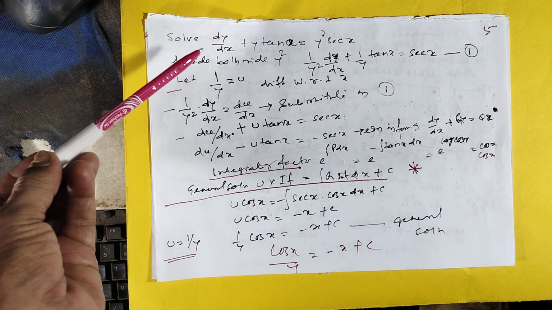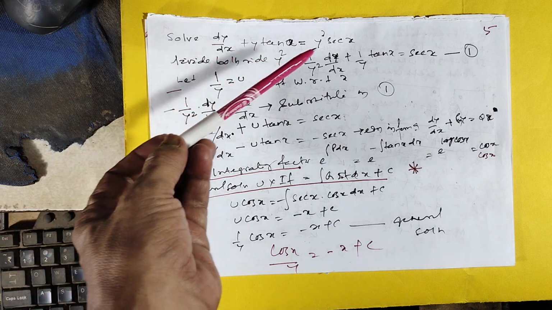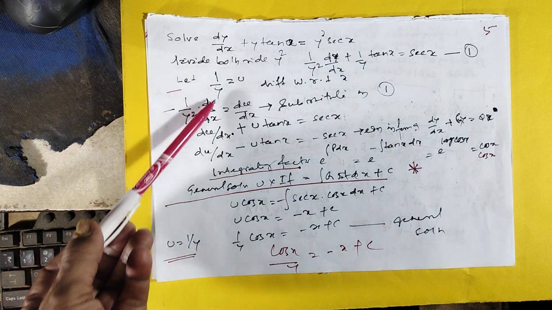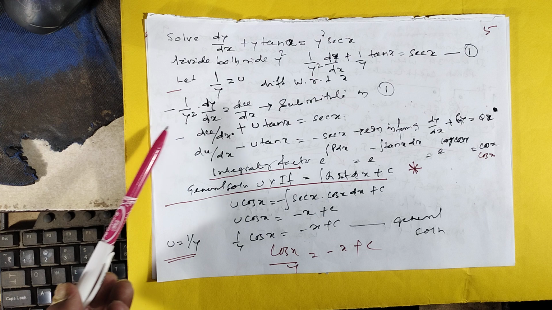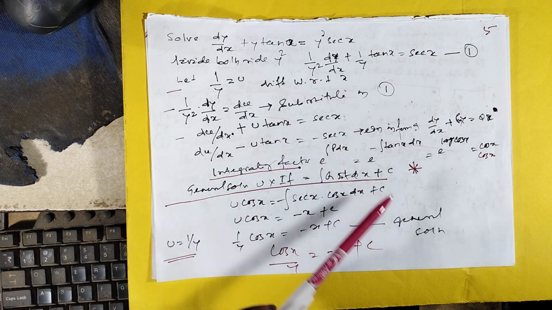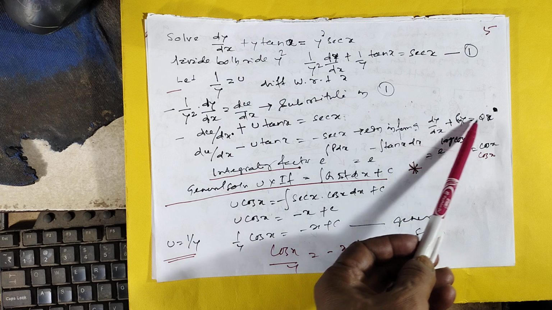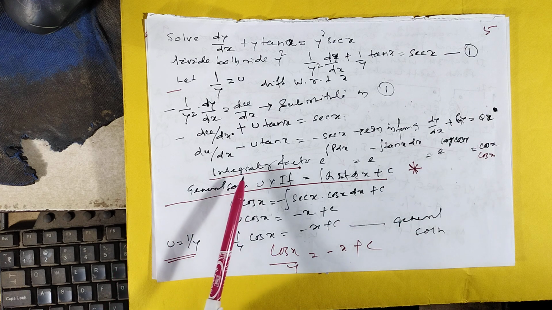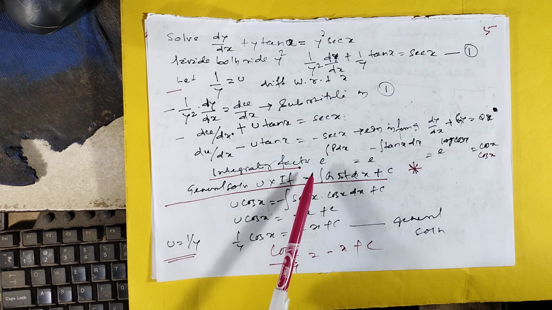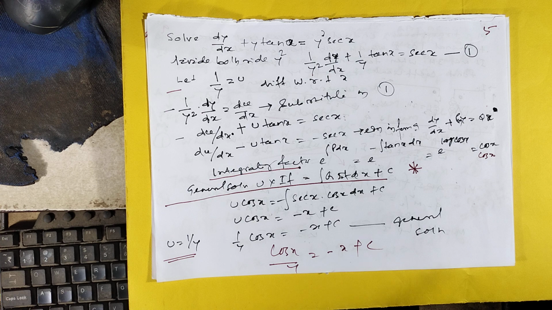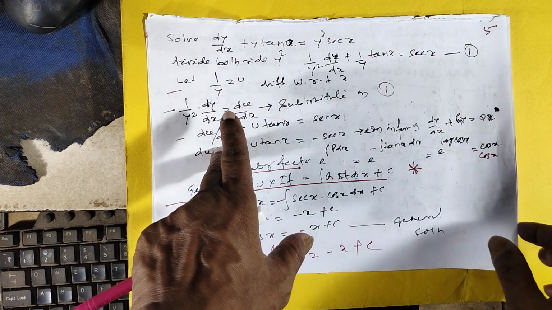Then solve dy by dx plus y tan x is equal to y square into x. Divide both sides by y square. Then take 1 by y as u, so automatically coming du by dx minus u tan x is equal to minus sec x. This is the general formula, du by dx plus Pu is equal to Q. The general solution is u into integrating factor is equal to integral of Q into integrating factor dx plus c. If you put everything, it is coming cos x by y is equal to minus x plus c.